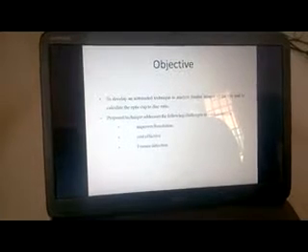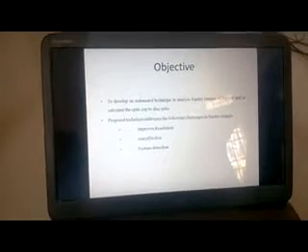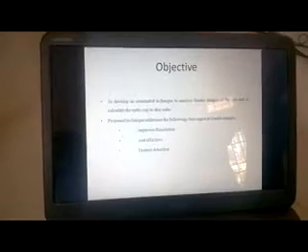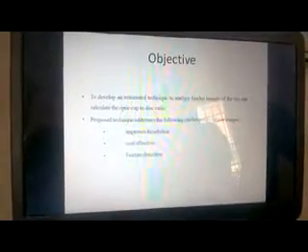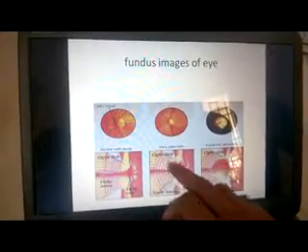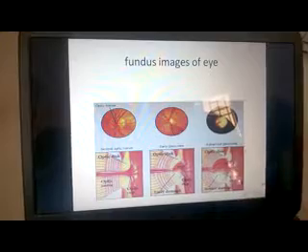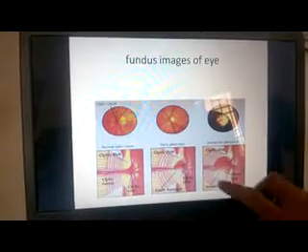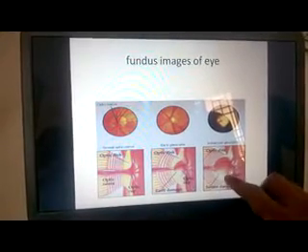Objective. Our objective is to develop an automated technique to analyze the fundus images of the eye and to calculate the optic cup to disc ratio. This is a normal eye. This is early glaucoma. This is advanced glaucoma. In advanced glaucoma, cup size is increased.